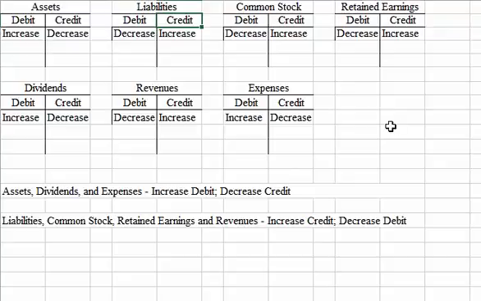So we're about to work through some examples. We're going to do exercise 2-7. We'll do a journal entry exercise for sure, and you'll see how this system works.